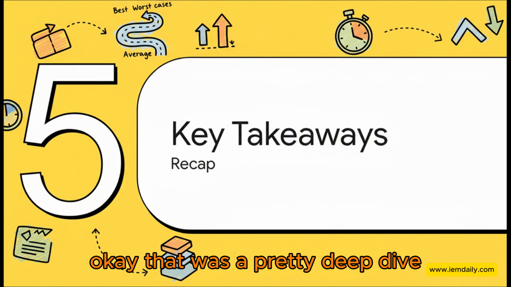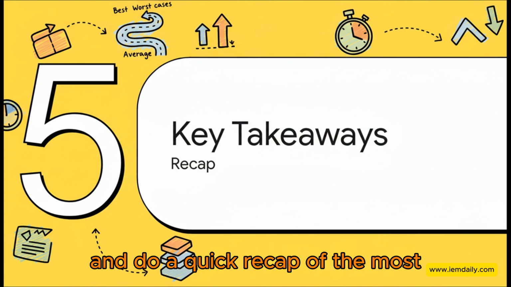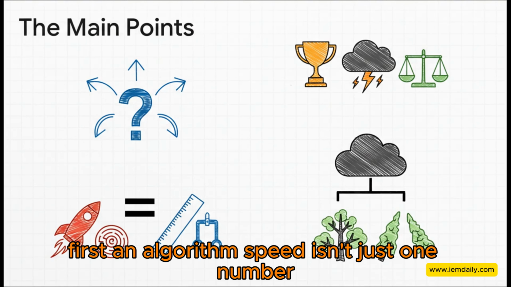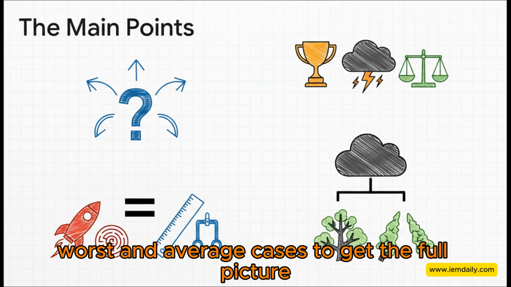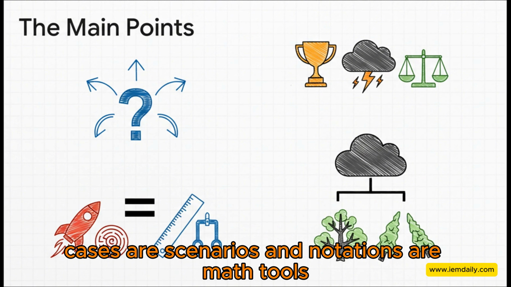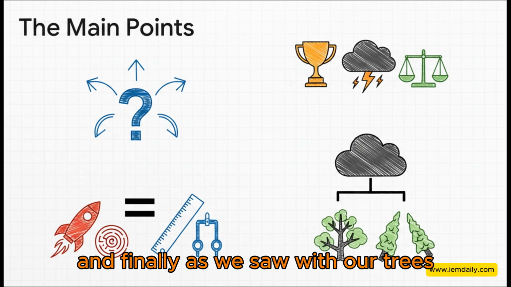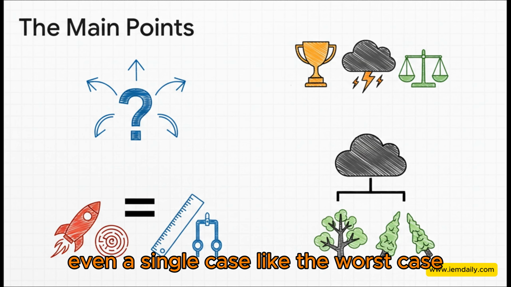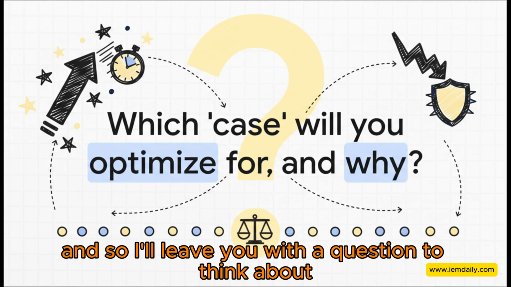Whew, okay, that was a pretty deep dive. So let's come back up for air and do a quick recap of the most important things to take away from all this. First, an algorithm's speed isn't just one number. It always depends. That's why we have to analyze the best, worst, and average cases to get the full picture. Second, and this is the one I really want you to remember, cases are scenarios and notations are math tools. They are two separate things. And finally, as we saw with our trees, even a single case, like the worst case, can have its own range of possible outcomes.